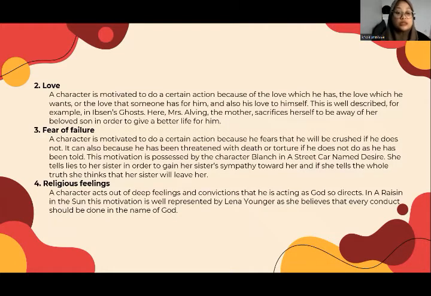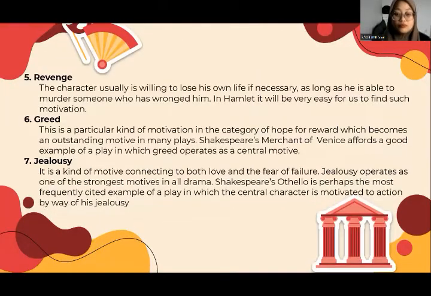And the fourth is religious feelings. The character acts out of deep feelings and confession that he is acting as God directs. In A Raisin in the Sun, this motivation is well represented by Lena Younger, as she believes that every conduct should be done in the name of God. Okay. Next is revenge. The character usually is willing to lose his own life if necessary, as long as he is able to murder someone who has wronged him. In Hamlet, it will be very easy for us to find such motivation.